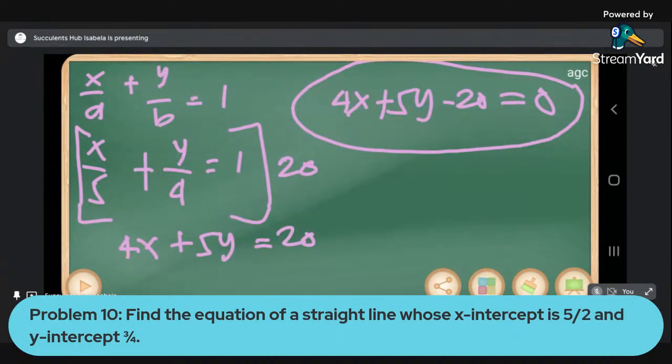So this next problem is for you guys to answer. Okay, I'm going to wait for your answer. So pretty much the same, different given only. So the problem says, find the equation of a straight line whose x-intercept is 5 halves and y-intercept 3/4. Okay. So you have 5 halves and 3/4. A is equal to 5 halves and B there is equal to 3/4. Okay, come on, solve it, guys. Okay, I'm going to wait for your answers.